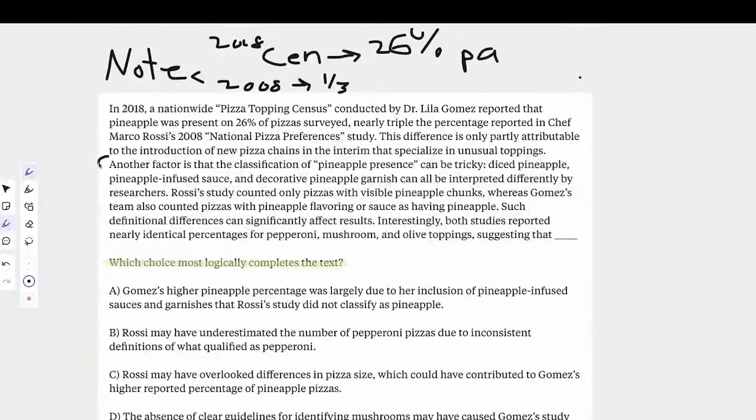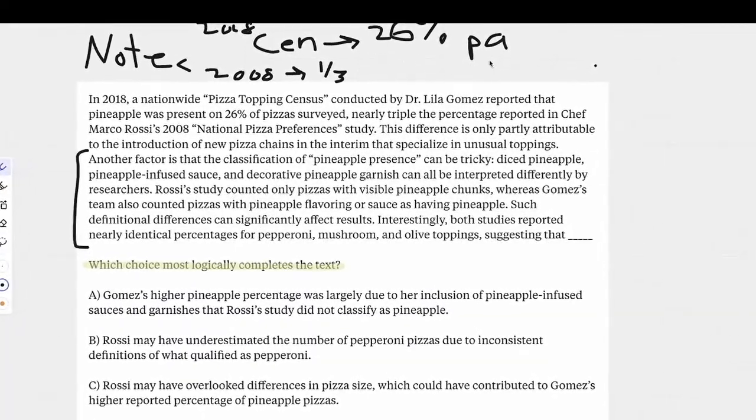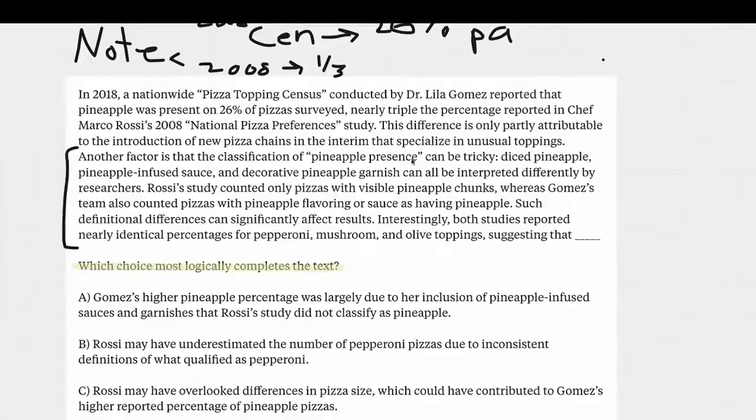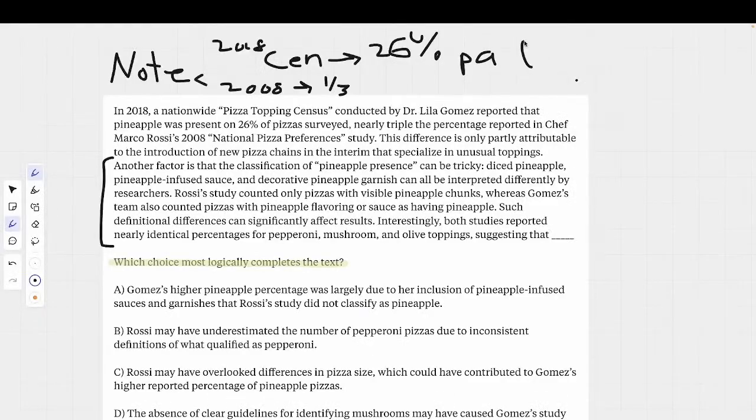Then the rest of the passage basically talks about why this may be the case. It essentially talks about how this new census considered a bunch of different factors for the pineapple that weren't considered in the original one, so they had kind of an inflated amount that maybe wasn't actually that true. So I might just put in parentheses here, different factors or something like that.